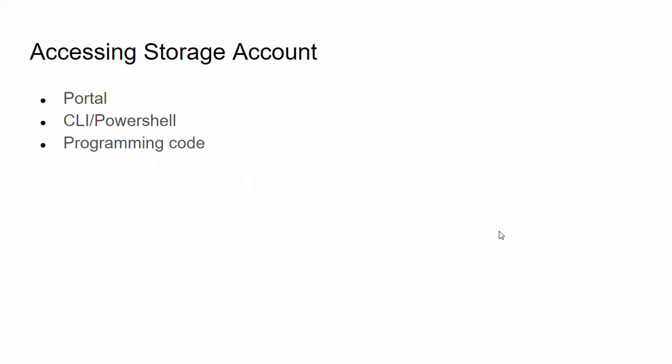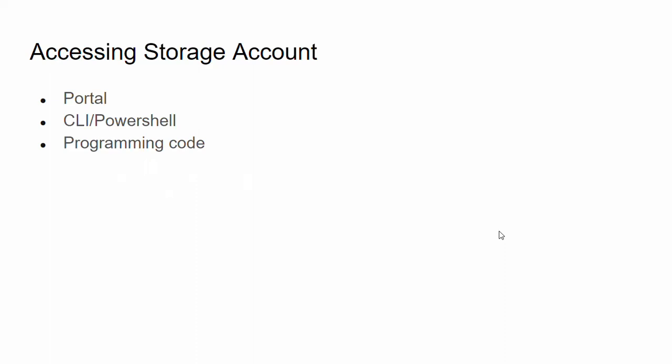Now, the portal is easy, right? We already saw how we do the creation and upload and the download and delete. We didn't demonstrate, but I did show you the buttons, right? The download and delete button. So it's pretty intuitive, and you can foresee how to handle all these. CLI and PowerShell are somewhere in between programming code and the portal. These are Microsoft-provided scripts that we generally consider what we call infrastructure as code. We will discuss this later.